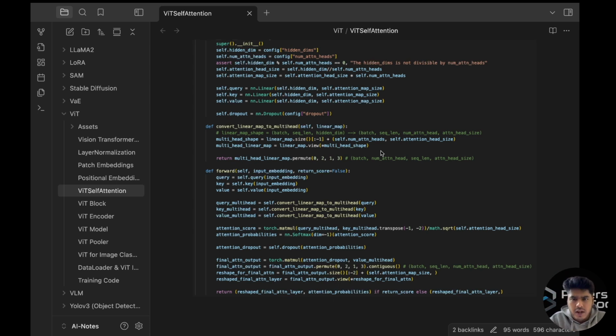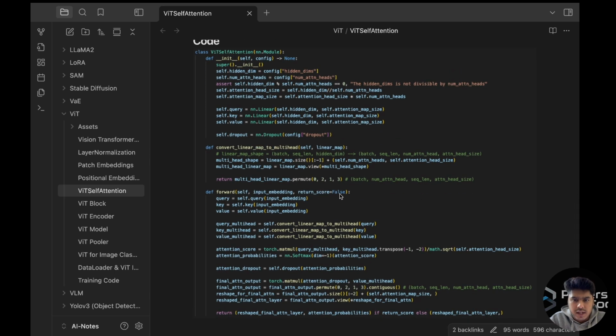So we return the output. If the return score boolean is set to true, then we return the scores as well. If not, we just return the output.